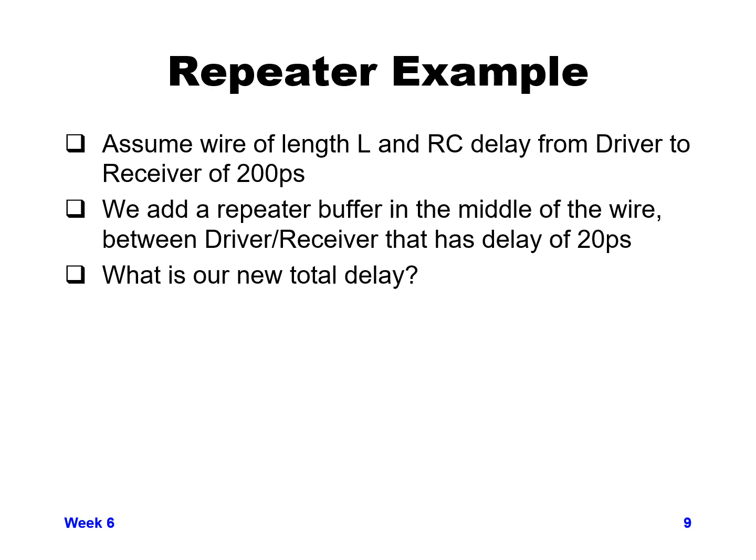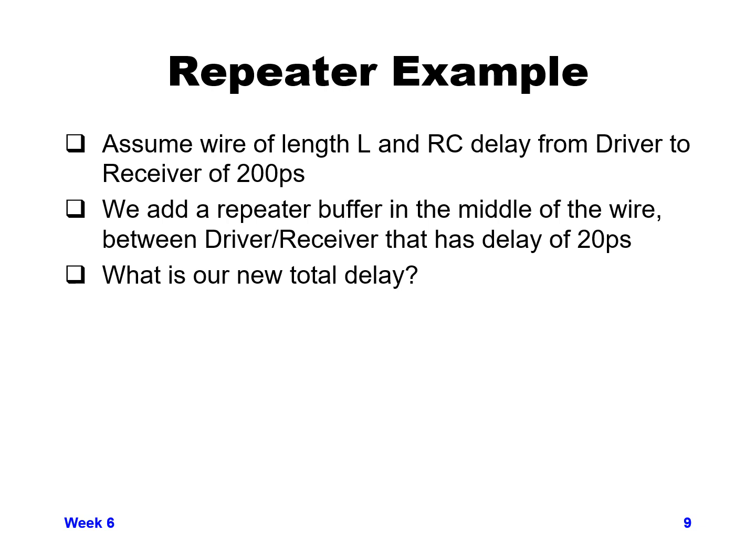So let's assume that we have a wire length of L and an RC delay from the driver to the receiver of 200 picoseconds. And now we want to add a repeater buffer in the middle of that wire, so halfway in the middle, between the driver and receiver, and that buffer we'll assume has a delay through the buffer of 20 picoseconds. So what is our new total delay? Let's do this as kind of a short quiz here. Go ahead and pause and try to figure this out, and then restart playing once you've got your solution.